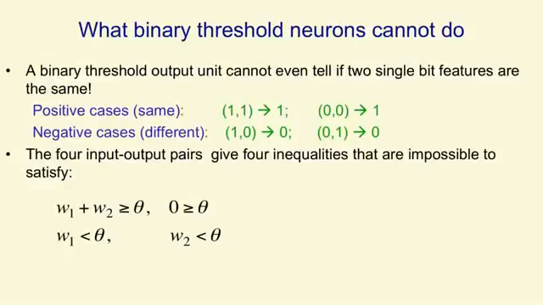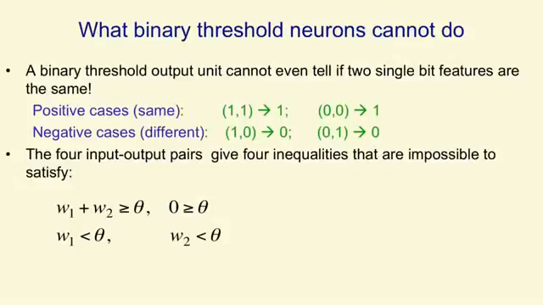And the second positive case gives us the inequality that 0 times W1 plus 0 times W2 must also be greater than the threshold. And the negative cases give us the inequalities that 1 times W1 plus 0 times W2 must be less than the threshold, and similarly 0 times W1 plus 1 times W2 must be less than the threshold. Now if you take those first 2 inequalities and you add them up, you get that W1 plus W2 must be greater than twice the threshold.